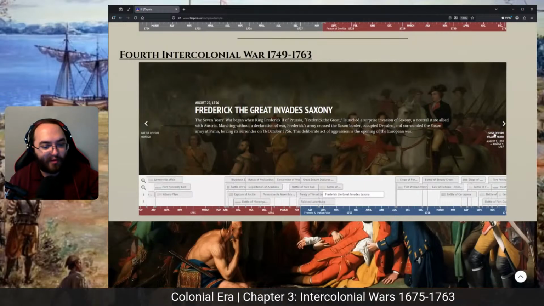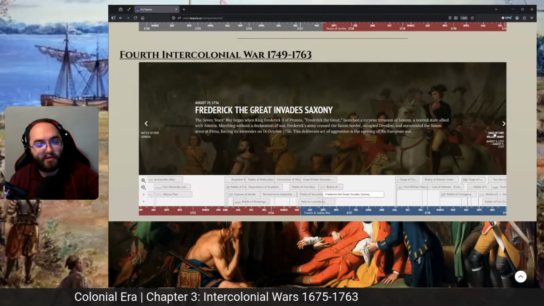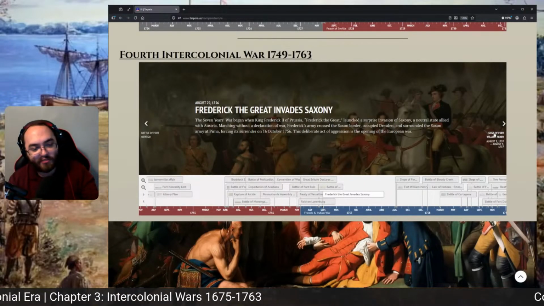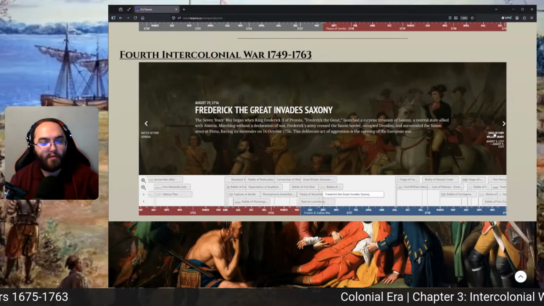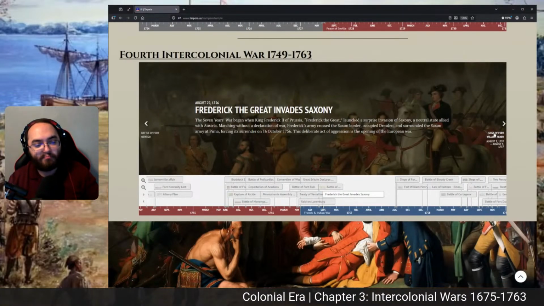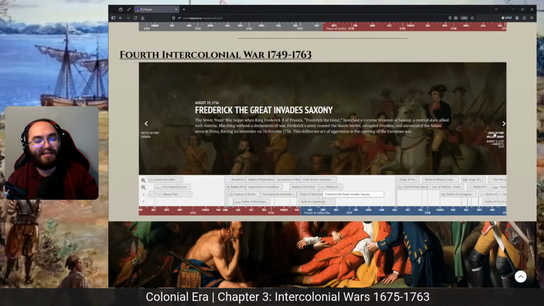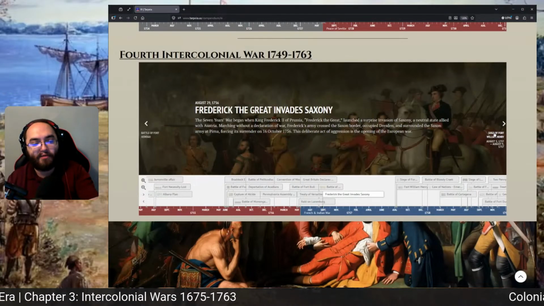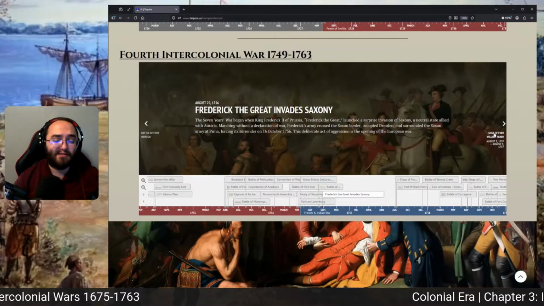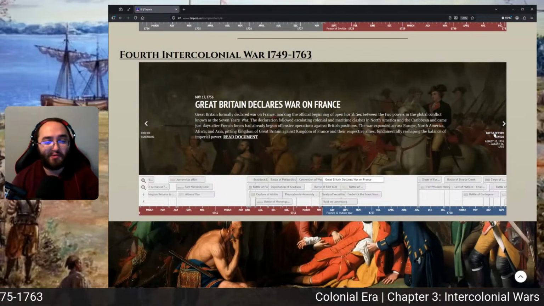And then Frederick the Great begins the Seven Years' War, which is a Central European conflict, not to be confused with the French and Indian War. Frederick the Great begins the Seven Years' War by invading Saxony. And this is a Central European conflict. And this happens after the British declare war on France.